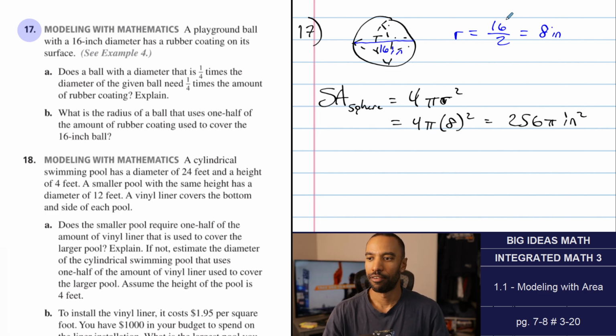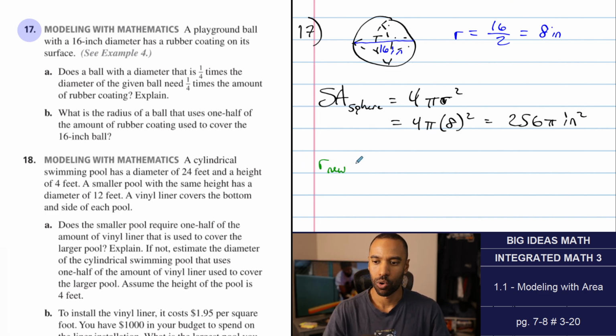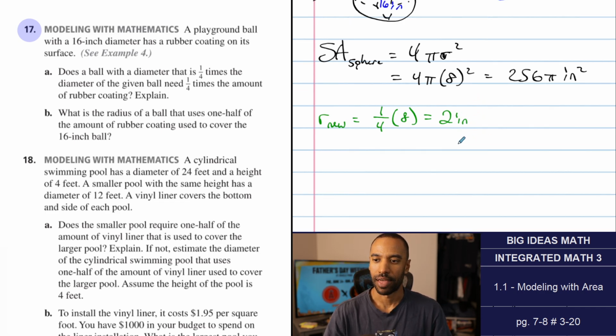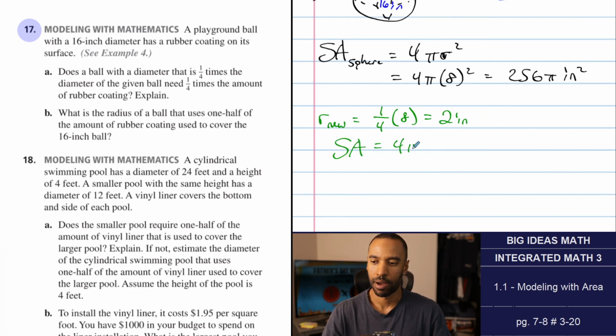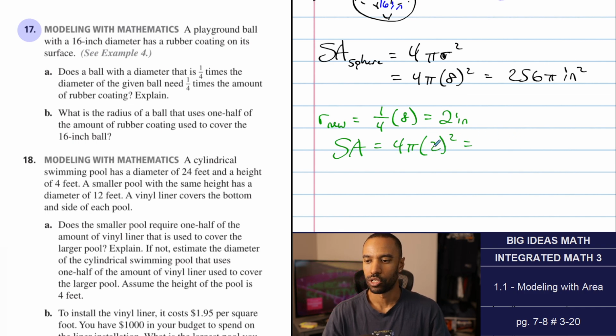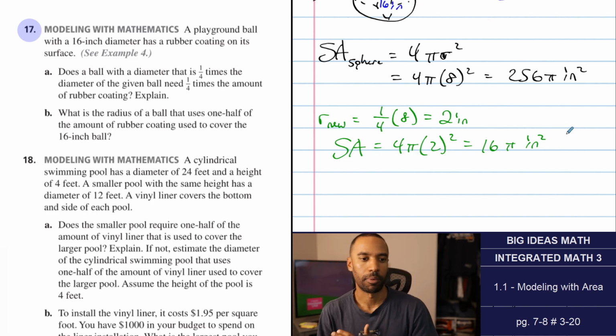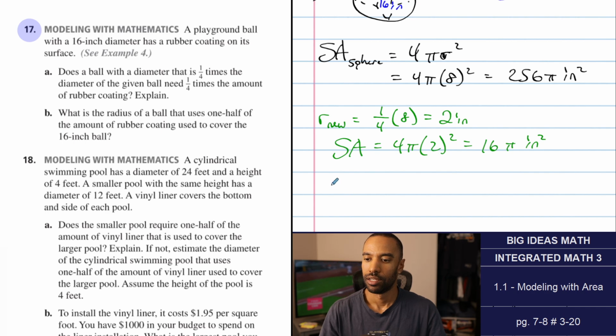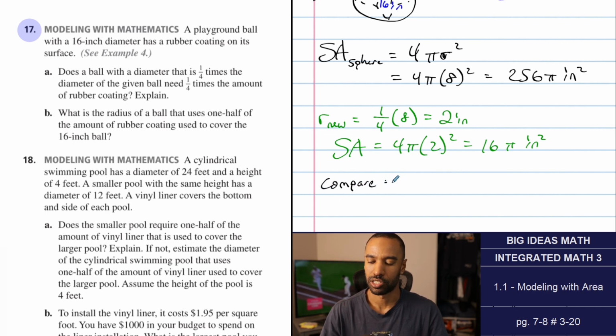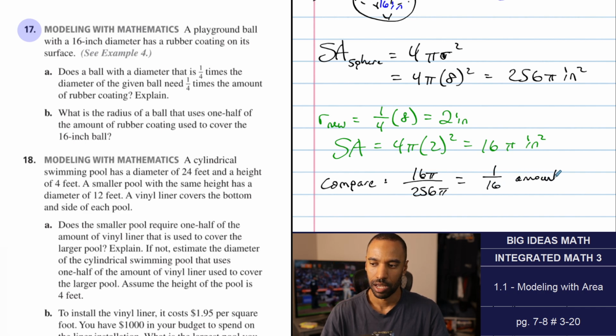Now, if you have a new radius that is 1/4 that diameter, it's also going to be 1/4 of the radius. So 1/4 of 8 is 2 inches. Now that surface area is 4 pi times 2 squared, which is going to be 16 pi square inches. They're asking if you need 1/4 the amount of rubber coating. No, you need, so compare, I should say ratio. But 16 pi over 256 pi, this is 1/16. You need 1/16 amount of rubber coating.